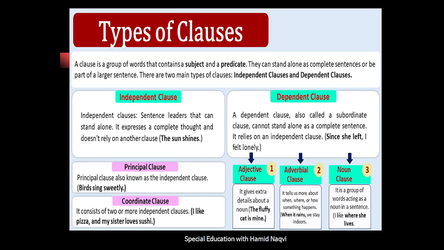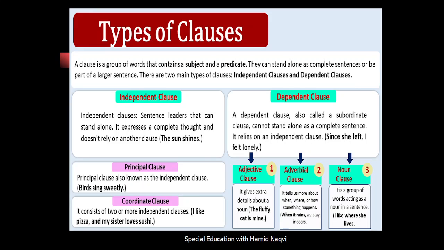Adjective clause. It gives extra details about a noun. What is an adjective? An adjective qualifies a noun or a pronoun. Similarly, an adjective clause is a clause which provides additional information, extra information, gives some characteristics. So it gives extra details about a noun. "The fluffy cat is mine." The fluffy cat is mine. So it is an adjective clause.